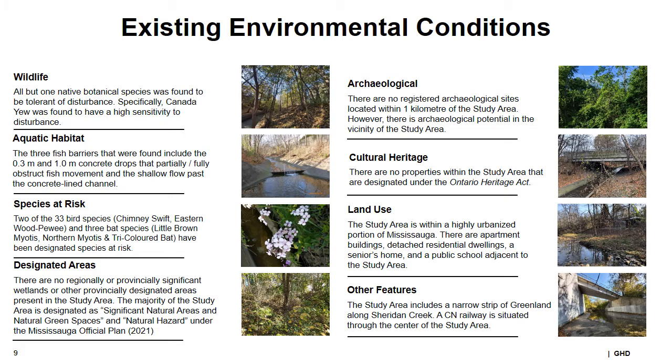The study area is within a highly urbanized portion of the City of Mississauga. The narrow strip of greenland along Sheridan Creek is surrounded by apartment buildings, detached residential dwellings, a senior home, and a public school. There are no regionally or provincially significant wetlands or other provincially designated areas present in the study area, and the native botanical species are for the most part tolerant of disturbance.